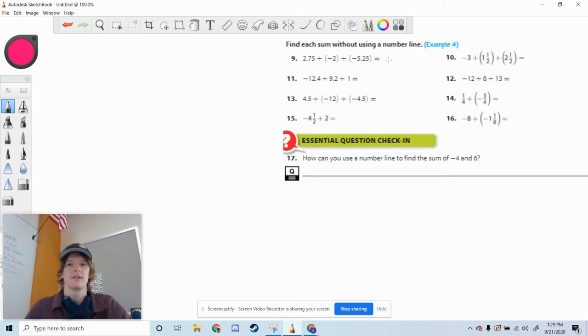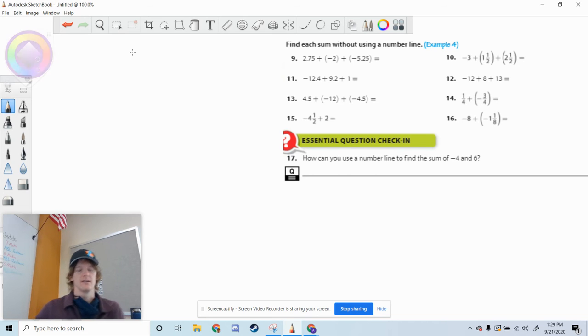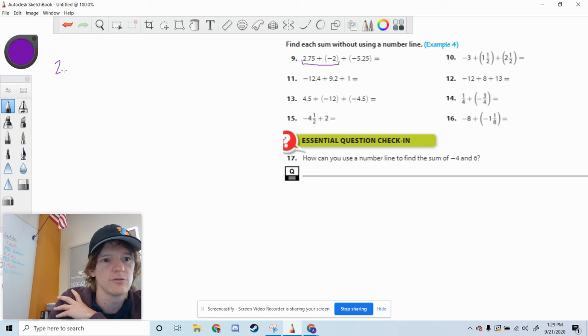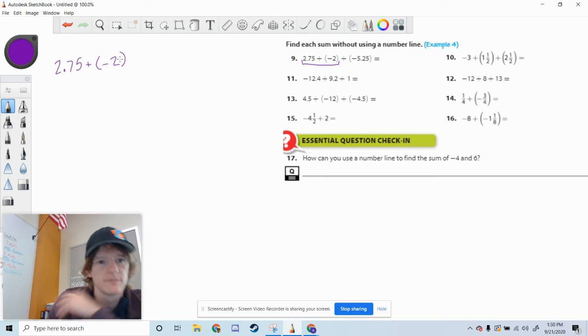Cool. Number 9, we need to find each sum without using a number line. I don't really get that myself. I don't know why they would tell us to not use a number line, but let's try it out. Let's see what we can do. We've got a couple different steps here. Let's just do this first step by itself. We've got 2.75 minus 2. Oh, I wrote minus 2, but I'm just talking through it myself without explaining it. Plus negative 2. All right, so this is $2.75 minus $2.